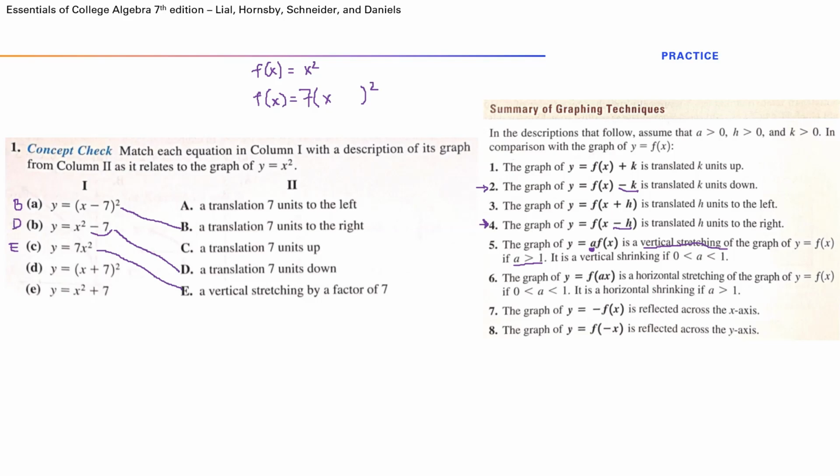Now D, that is inside plus 7, so it means translation 7 units to the left. So D with A. Then the last one, plus 7 units outside of the function f of x equals x squared, so that will be translation 7 units up. That's C.